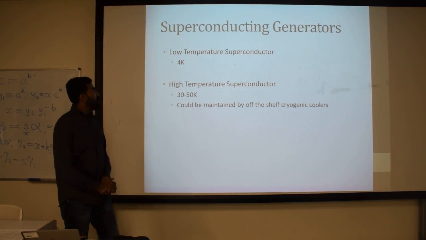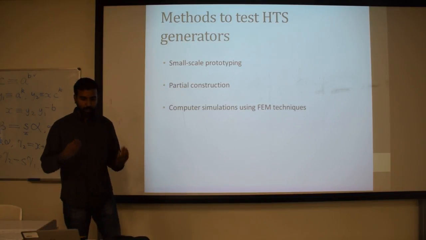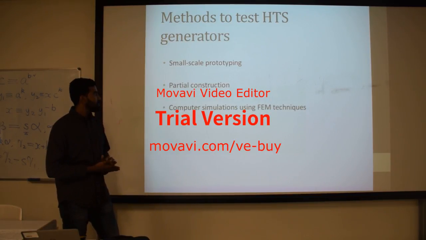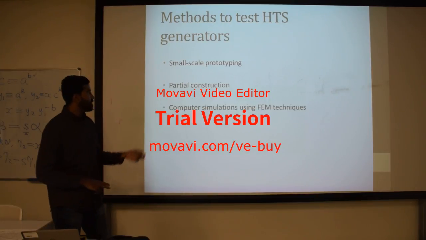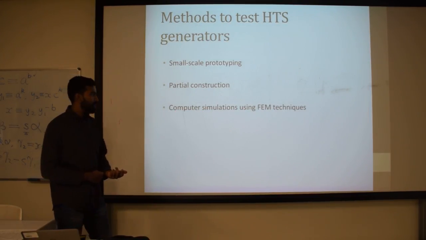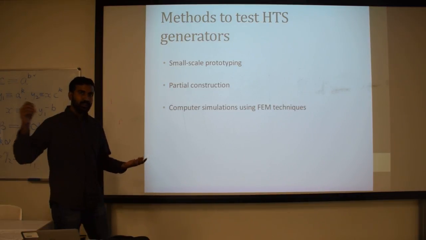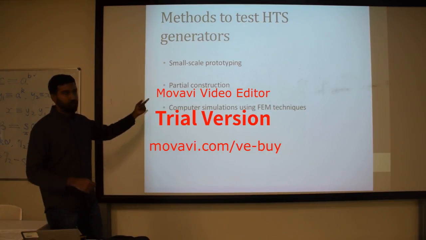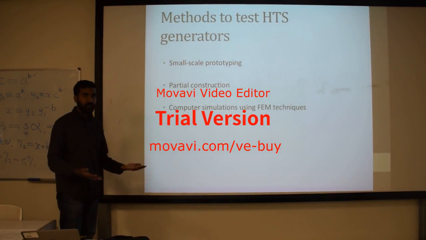So there are a lot of HTS generators that have been proposed, and these generators need to be tested. So there are 3 types of testing methods. One is computer simulations using finite element method analysis, and then you get smaller scale versions of larger scale generators, that's small scale prototyping, and partial construction of a section of a full generator.